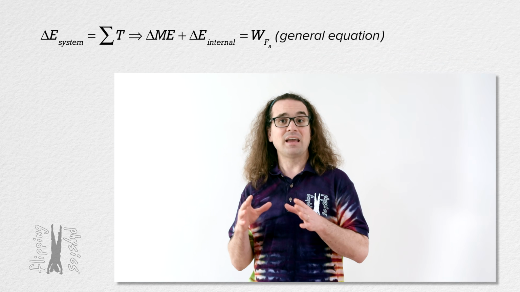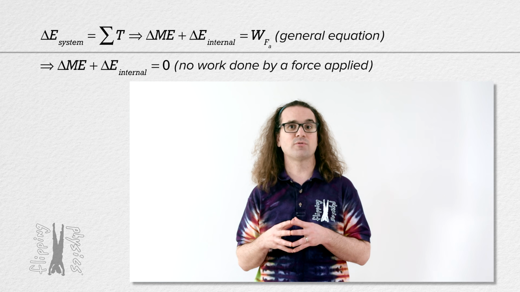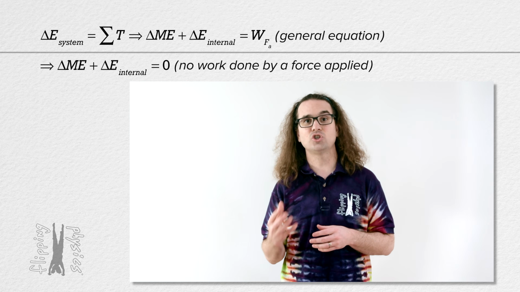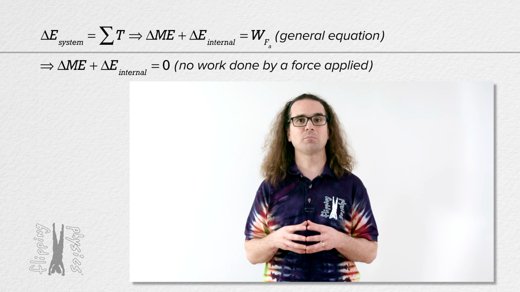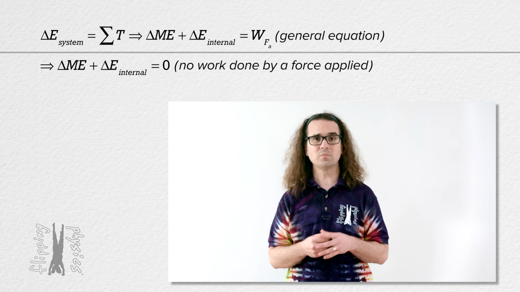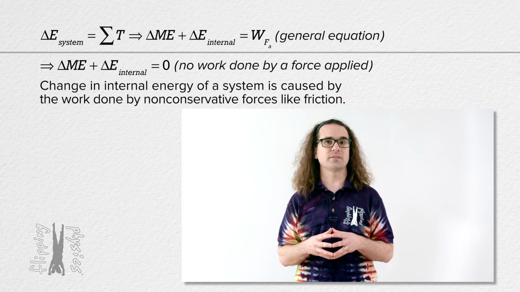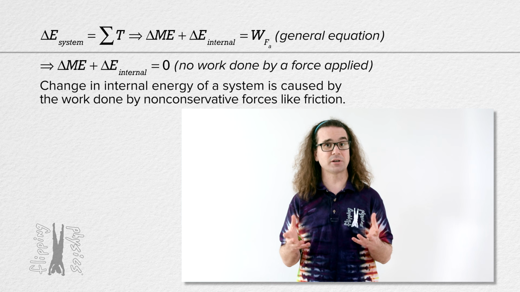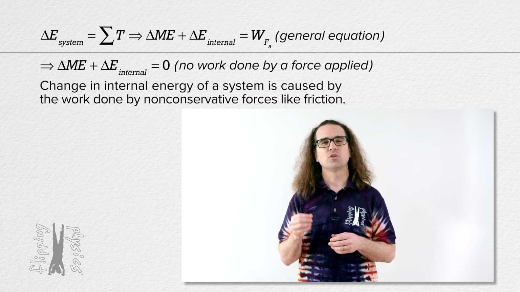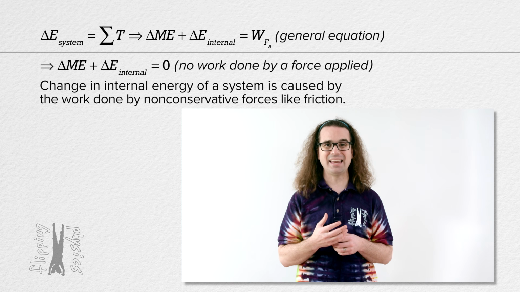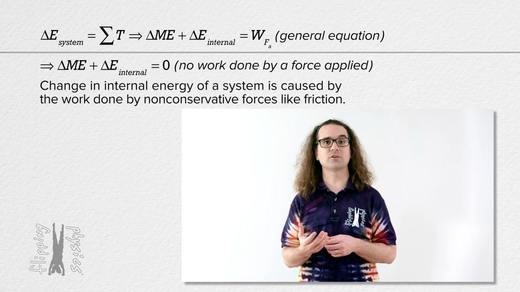And if there is no force applied transferring energy into or out of the system via work, then we get that the change in mechanical energy of the system plus the change in internal energy of the system equals 0. The change in internal energy of the system is caused by the work done by non-conservative forces like friction. In other words, the work done by non-conservative forces on a system converts mechanical energy into internal energy of the system.